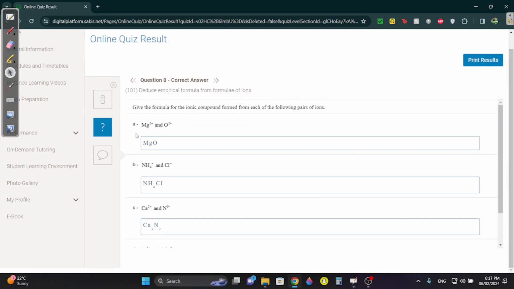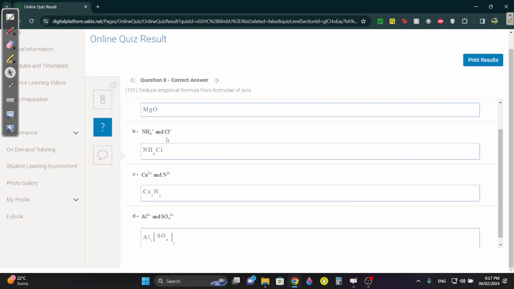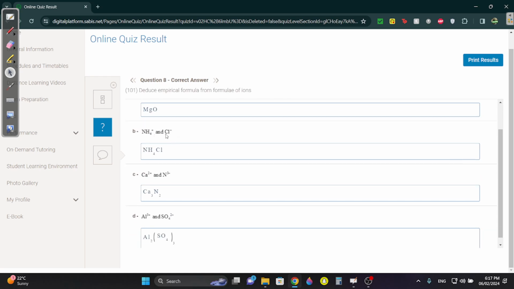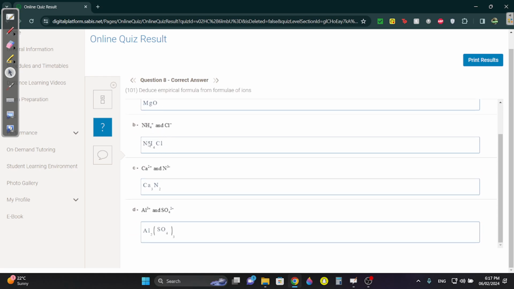Okay, this is easy, just crisscross. But if they have the same coefficient, same size charge, then you can't crisscross. Since they have the same charges, you just keep it as MgO, you cancel the charges. NH4+ Cl-, same charges, so you just put it the same way.